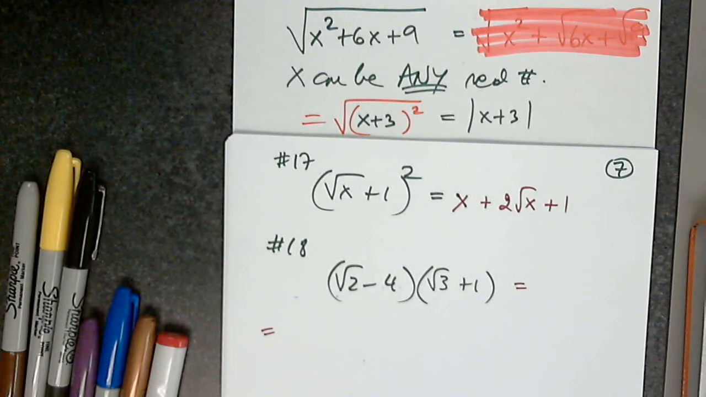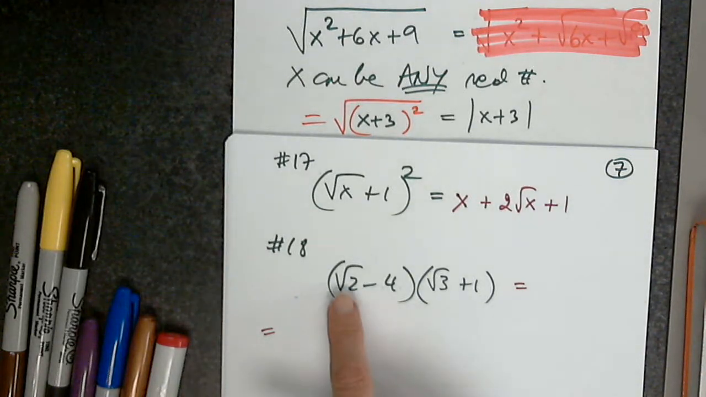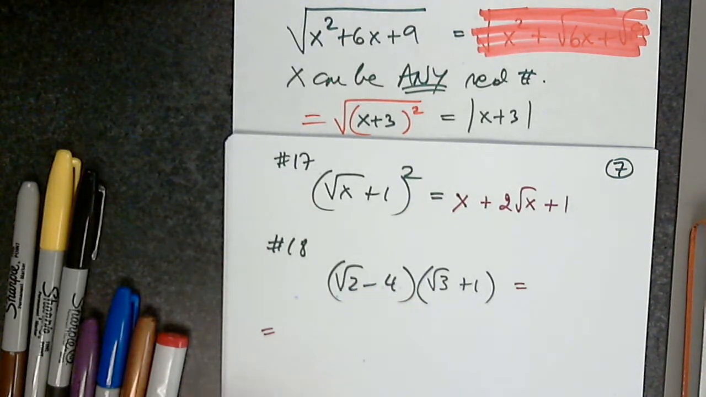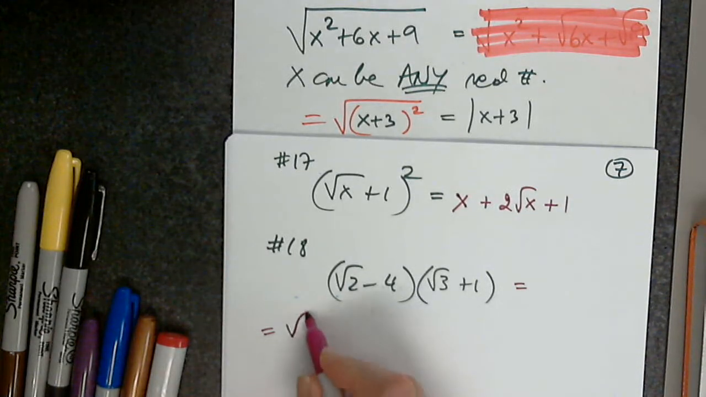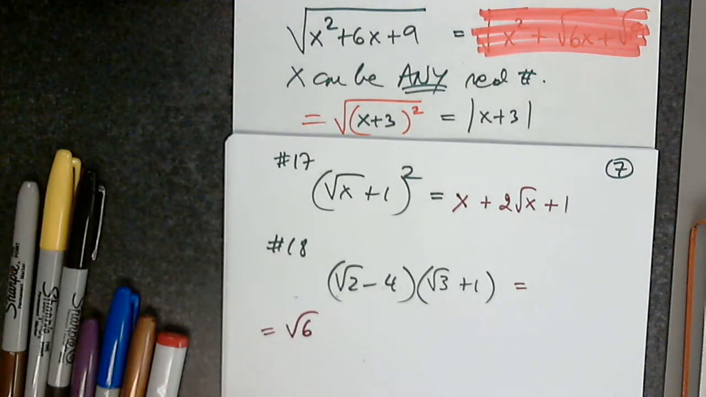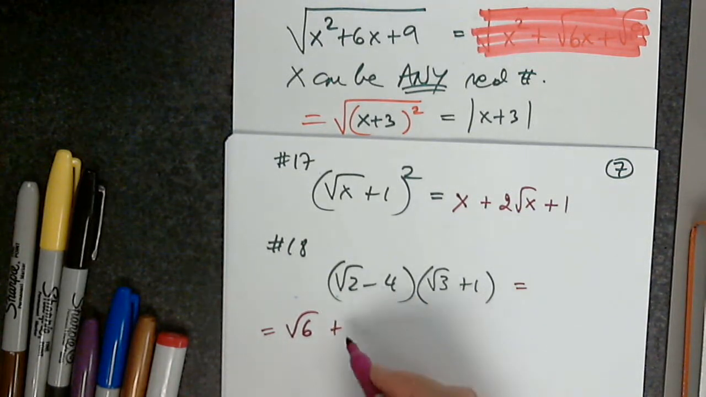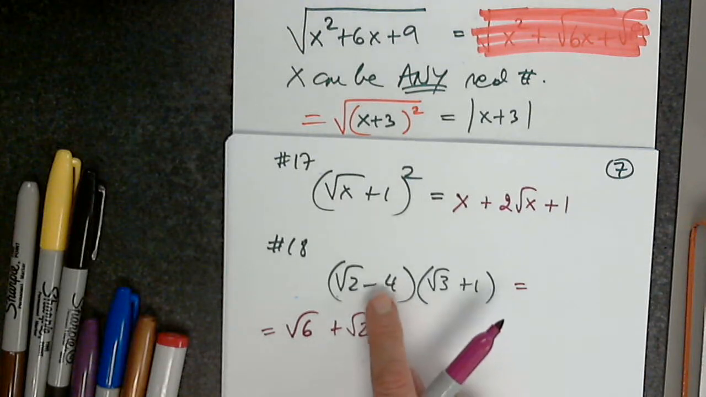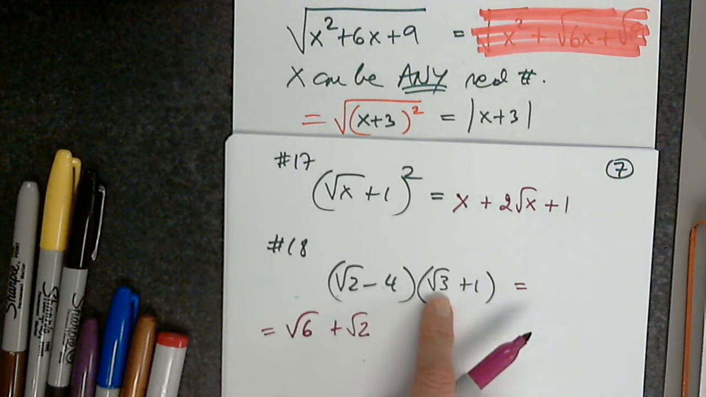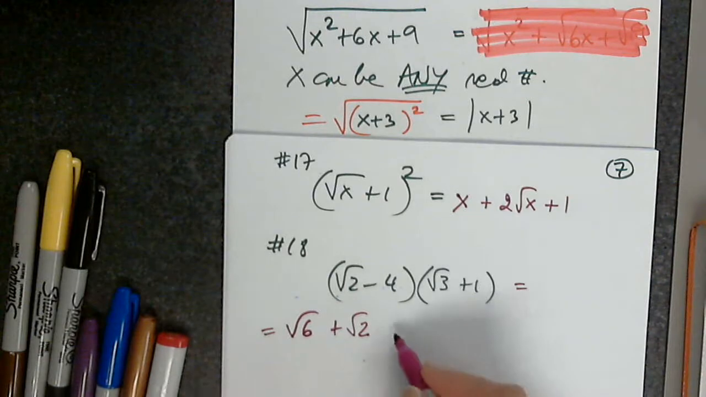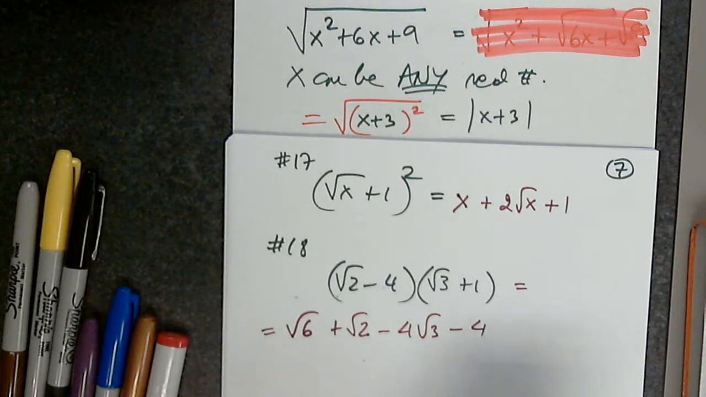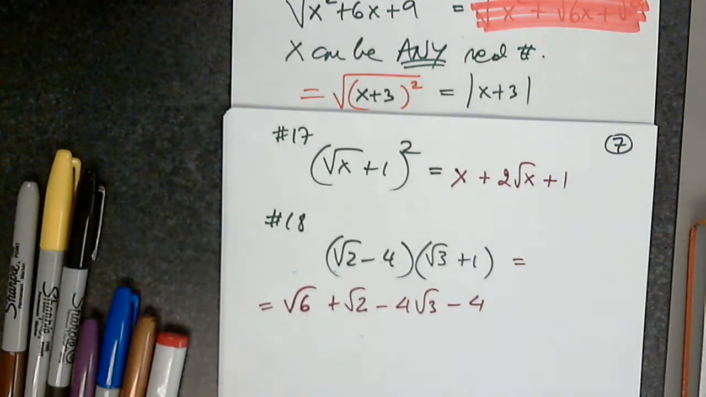I have no product, no special product. There is nothing I can do here. I have to FOIL. How much is the square root of 2 times the square root of 3? 6. Good. Plus the square root of 2 times 1. Square root of 2. Negative 4 times the square root of 3. Just that. Negative 4 is the square root of 3. And negative 4 times 1 is negative 4. Are these like radicals?